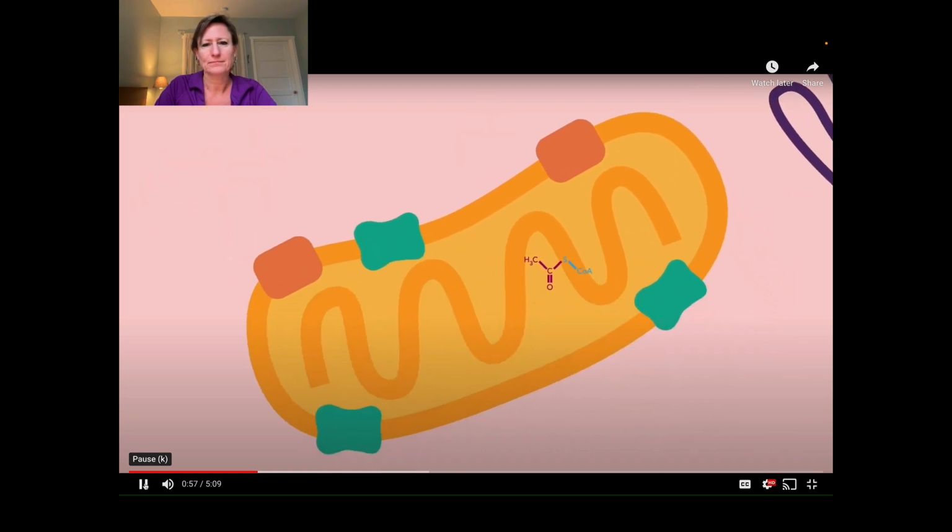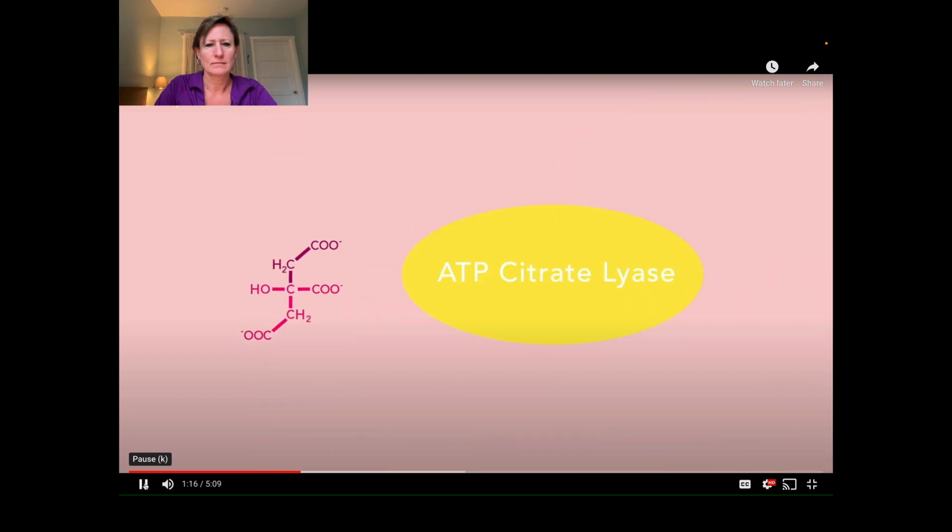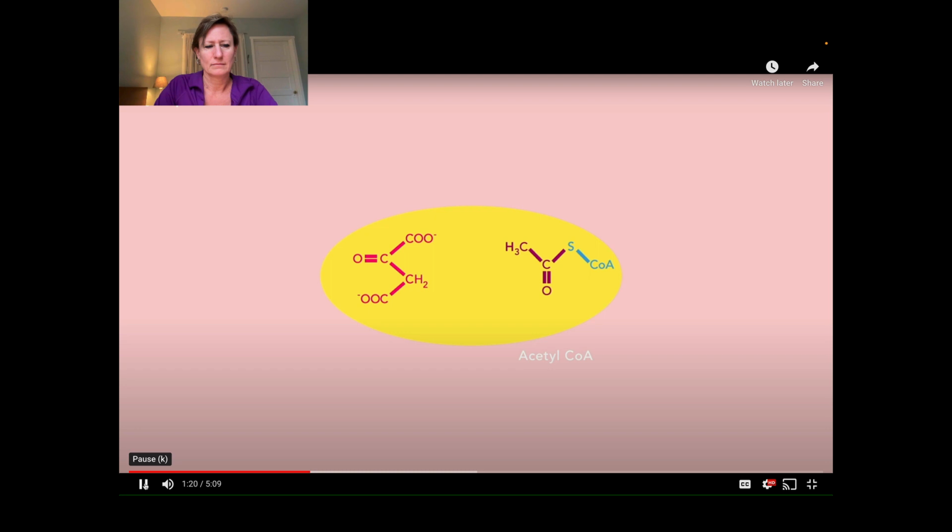Acetyl-CoA is made in the mitochondria, but is unable to cross the mitochondrial membranes to the cytoplasm where fatty acid synthesis occurs. To get around this, citrate synthase combines acetyl-CoA with oxaloacetate to form citrate. A citrate transporter brings the citrate into the cytoplasm where ATP citrate lyase splits citrate back into acetyl-CoA and oxaloacetate.